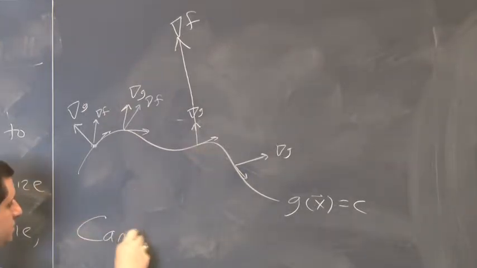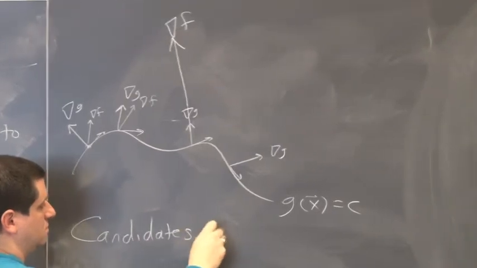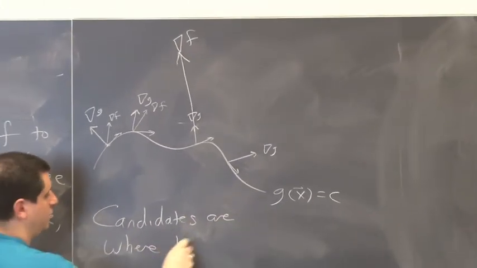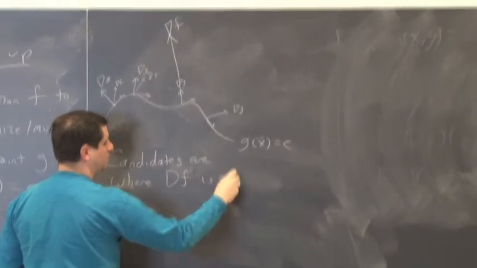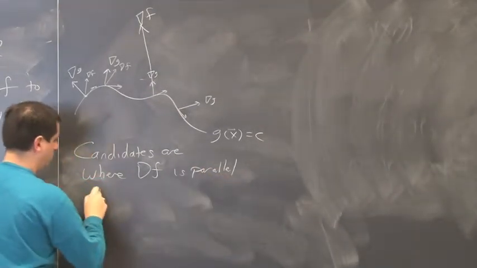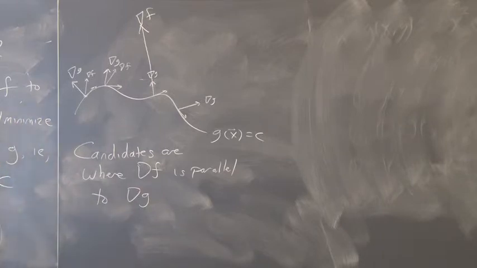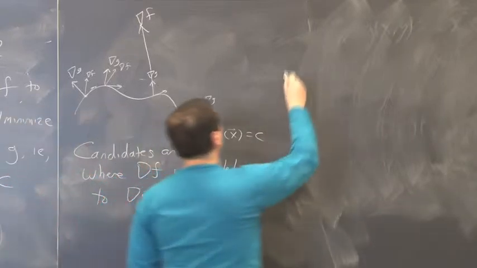So candidates are where the gradient of f is parallel to the gradient of g. Okay? Basically this is Lagrange multipliers. Right? We're going to do it more formally now, but this is the intuition behind why Lagrange multipliers work. If I'm moving along and my directional derivative is not 0, I can't be at a maximum or minimum. So I keep moving until I reach a place where my directional derivatives are 0. So now let's do it more formally.